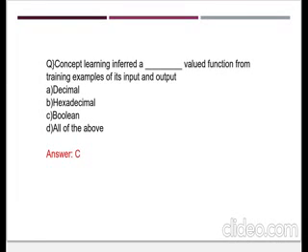The last question is: concept learning is inferred as which valued function from training examples of its input and output? The options are decimal, hexadecimal, Boolean, or all of the above. And the answer is C, that is Boolean. Concept learning is a learning task in which the human or the machine learner is asked to classify objects on the basis of some examples. So the learner just generalizes what he observed in the examples. That is why the answer is C, Boolean.